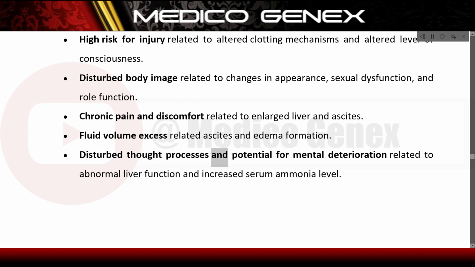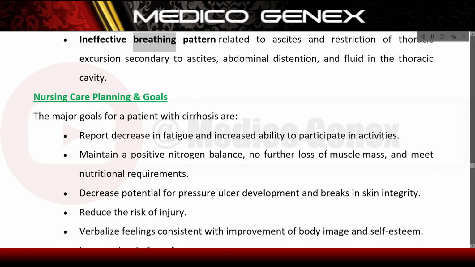Disturbed thought processes and potential for mental deterioration related to abnormal liver function and increased serum ammonia level. Ineffective breathing pattern related to ascites and restriction of thoracic excursion secondary to ascites, abdominal distension, and fluid in the thoracic cavity. Nursing care planning and goals. The major goals for a patient with cirrhosis are: report decrease in fatigue and increased ability to participate in activities. Maintain a positive nitrogen balance, no further loss of muscle mass, and meet nutritional requirements.